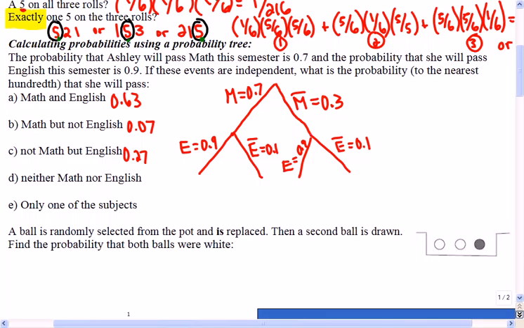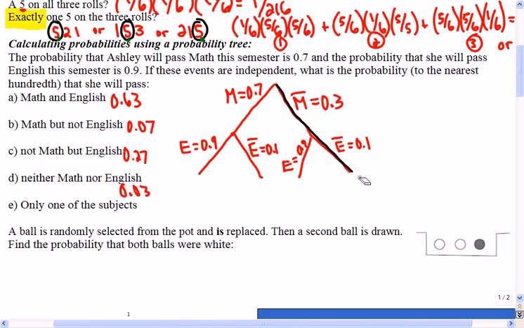The next one says neither math nor English, meaning she's failed both subjects. So if she's failed both subjects, that means she's gone down here, which would be 0.3 times 0.1. So it would be a 3% chance that she doesn't pass any of those subjects.